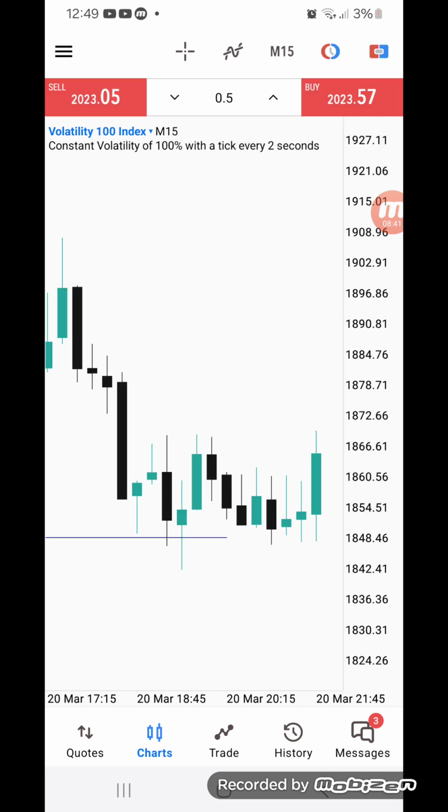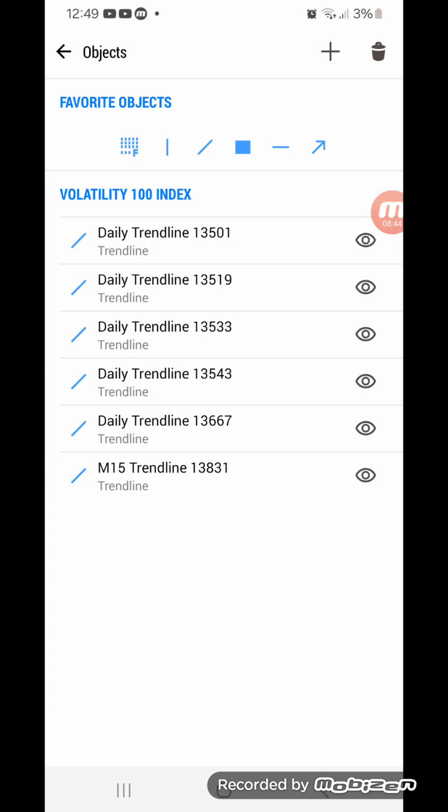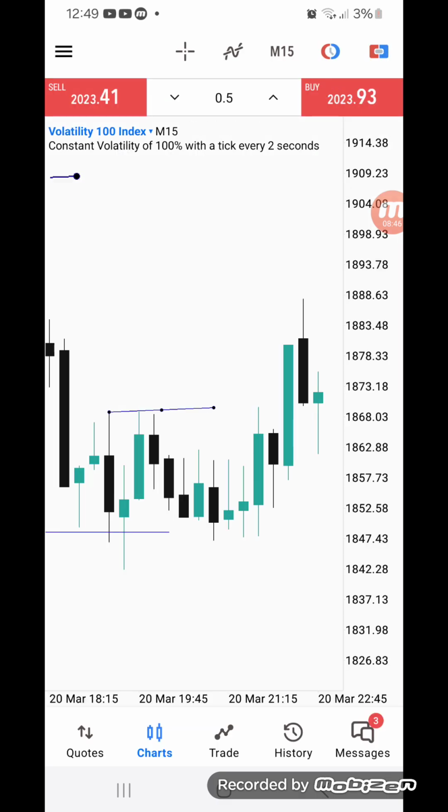Now what are you supposed to do? You are supposed to mark the high of this black candle.